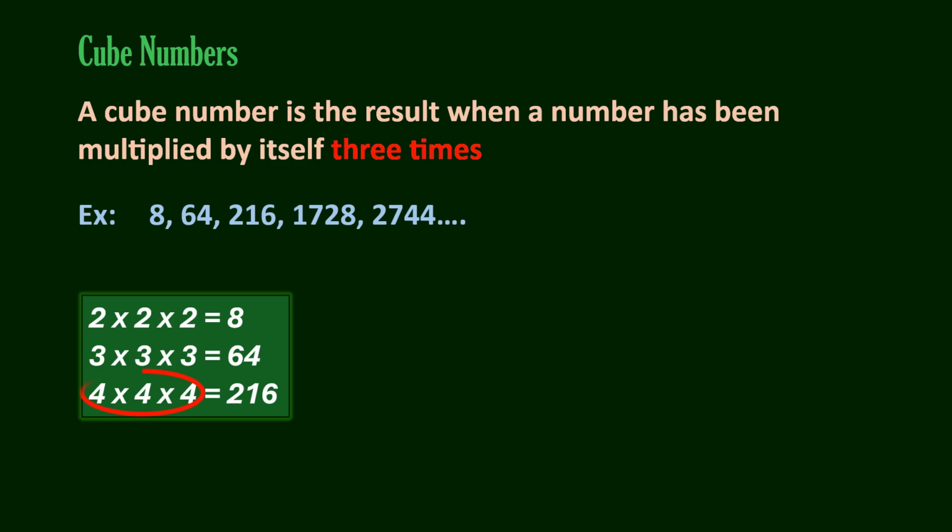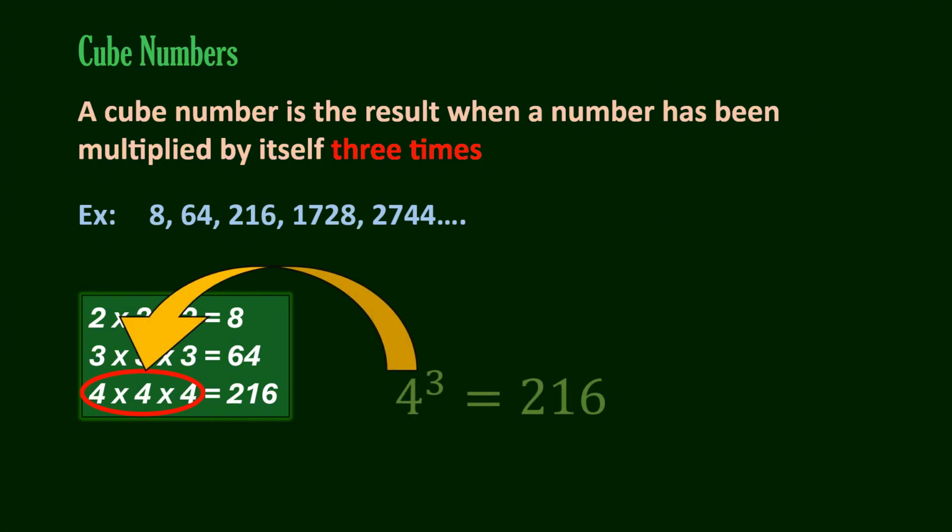For instance, as previously, 4 times 4 times 4 can be pronounced as 4 cubed, which is equal to 64. Earlier, the base was 3. Now the base is 4. It has been multiplied 3 times. So, 4 to the power 3.